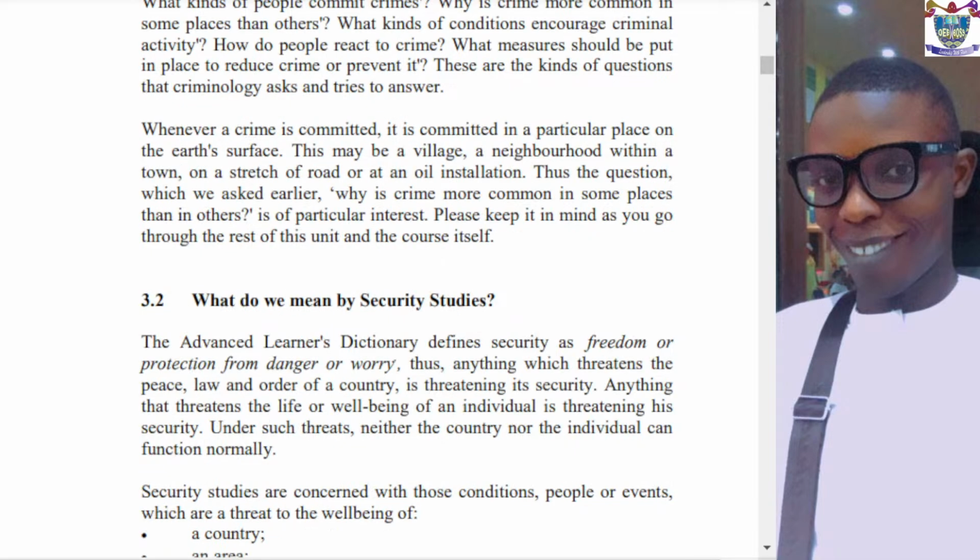Now, whenever a crime is committed, it is committed in a particular place on the Earth's surface. This may be a village, a neighborhood within a town, a stretch of road, or an oil installation. Thus, the question which we asked earlier, why is crime more common in some places than in others, is of particular interest. Please keep it in mind as you go through the rest of this unit and the course itself.